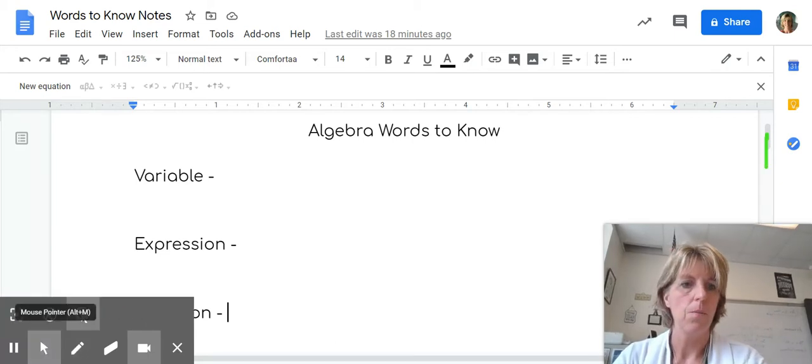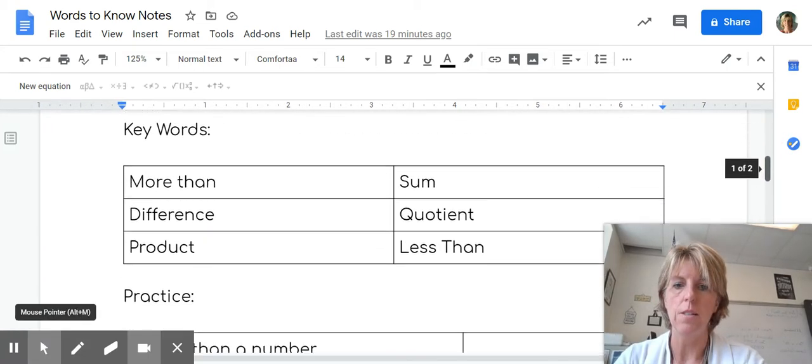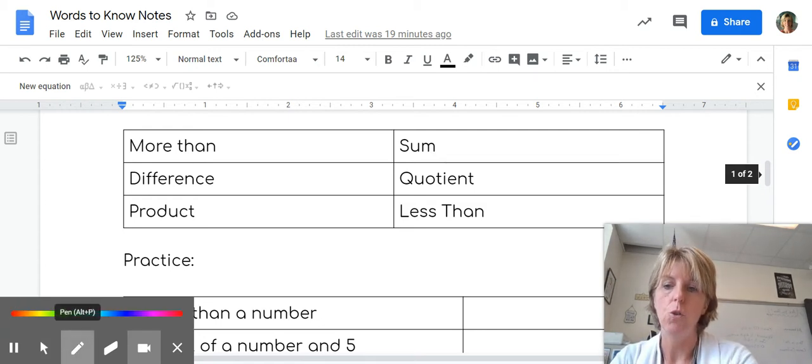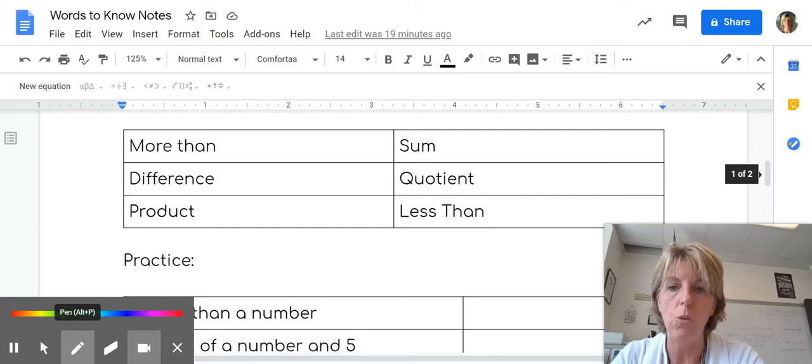Grab this. All right. The next words on our list are some of the key words. So being able to translate words into mathematical expressions. That's what a lot of story problems are, being able to take the words and convert those into mathematical expressions. So if you read or hear the words more than, what mathematical operation do you need? What math thing are we going to do? If it's more than, we're going to add.